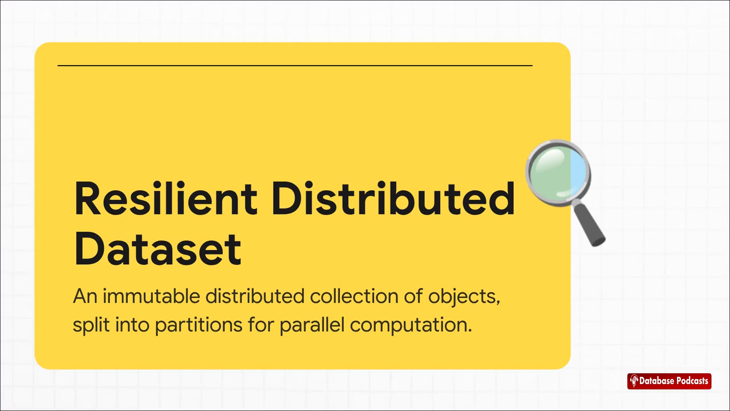So what is an RDD really? Well, the name kinda gives it away. It's a resilient distributed data set. Think of it like a collection of items, kind of like a table is a collection of rows. But this collection is sliced up and spread across many different machines in a cluster. The really important part here is that each piece, or partition, can be worked on in parallel.